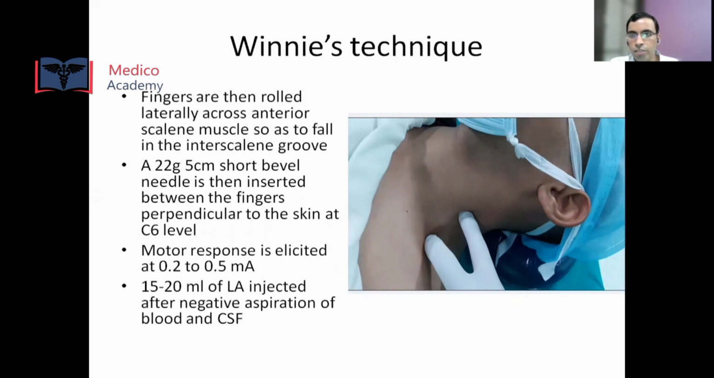Initially, the current strength kept in the nerve stimulator is around 1 milliampere. The motor response is then elicited, and gradually the strength of the current is reduced to 0.2 to 0.5 milliampere. At the end point, 15 to 20 ml of local anesthetic is injected after negative aspiration of blood and CSF.